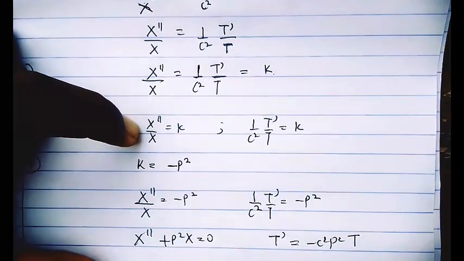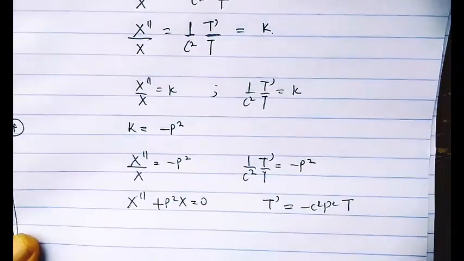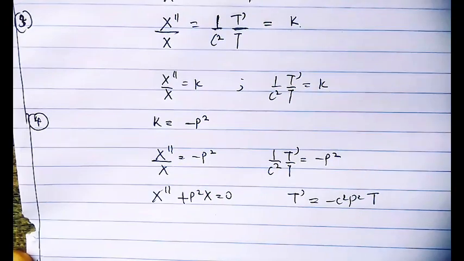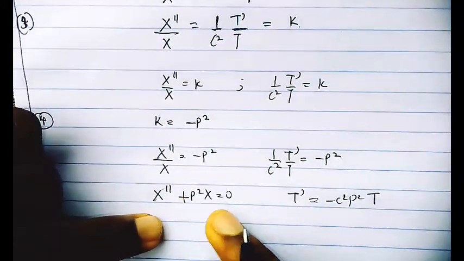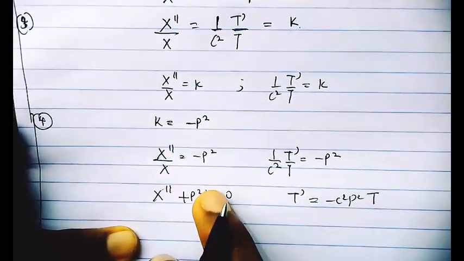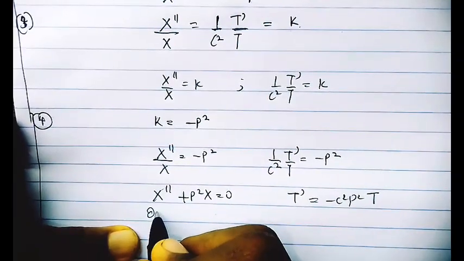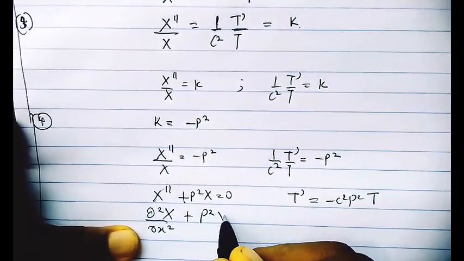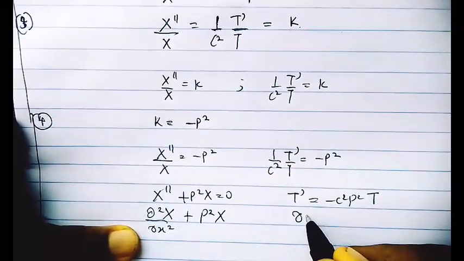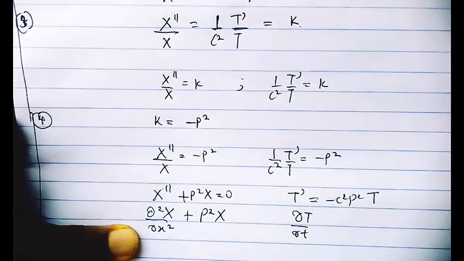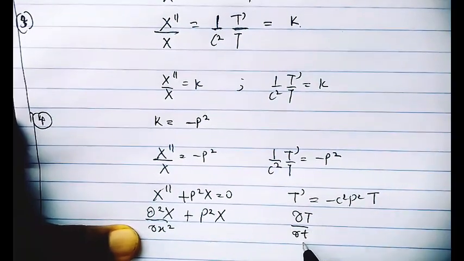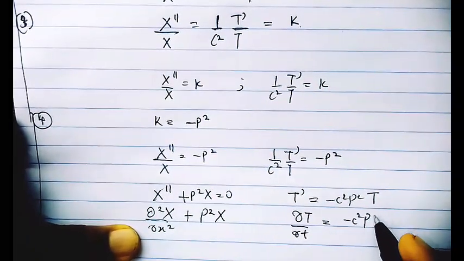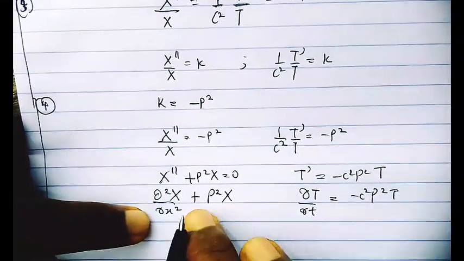So now these are two differential equations. This one is second order, this one is first order. Remember, this can also be written as d squared x over dx squared plus p squared x equals 0. This can also be written as dt over dt equals minus c squared p squared t. So now we can solve this.